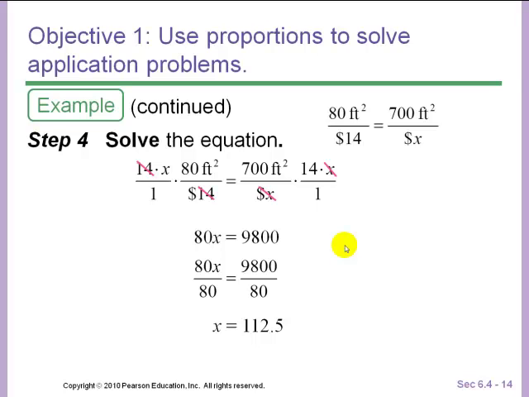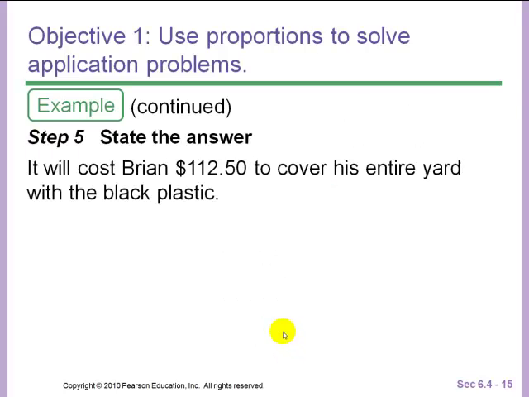In all cases, round your money to the nearest cent. In this case, we didn't have to do any rounding since it terminated at the nearest dime. So we would say that it will cost Brian $112.50 to cover his entire yard with the black plastic.